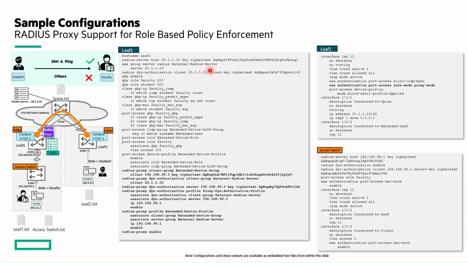Next is the GBP enforcement configuration, where you configure the classes and then the policy for the GBP and associate that in the role created for the client. Since I'm using the client called faculty, I've associated the created GBP policy and then the VLAN for that role faculty.